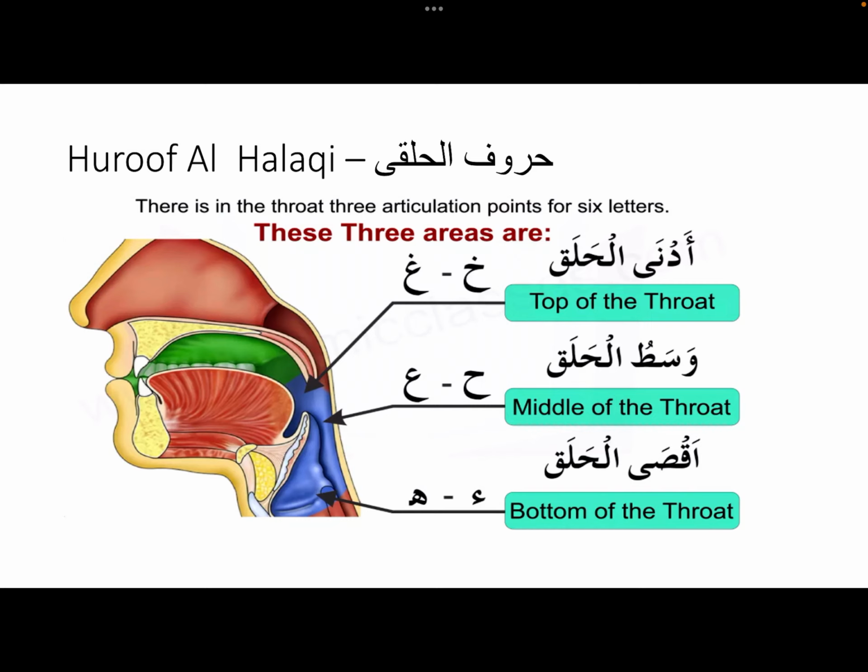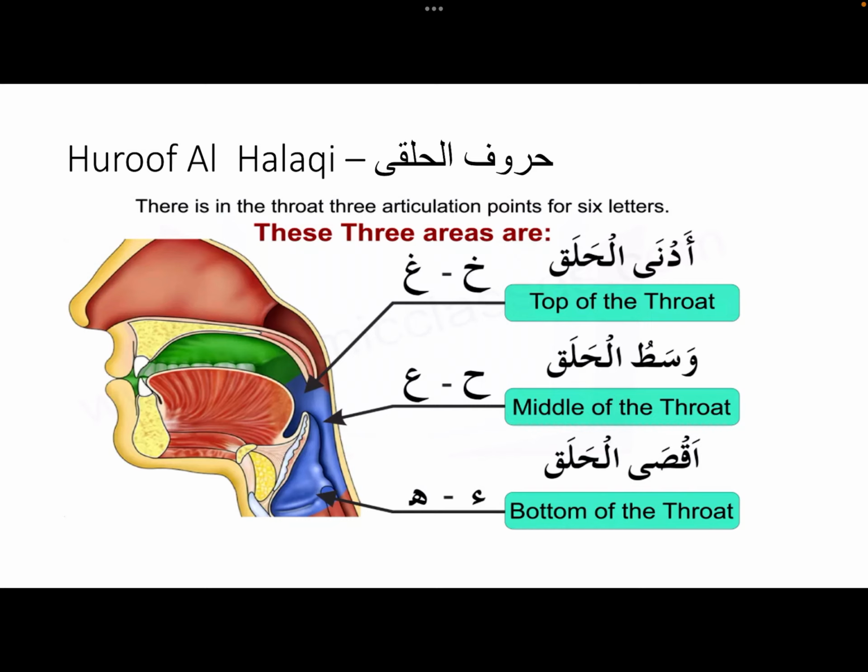So today we are going to focus on Huroof Halqi. These are the throat letters, and there are 3 articulation points and 6 letters involved in the Huroof Halqi. Now the areas of Huroof Halqi are divided into 3, of which the first one is known as Adna al-Halq. Adna al-Halq is the part of the throat which is adjacent to the end part of our tongue. So where our tongue ends, the top part of the throat starts, and that's the point from where we pronounce kha and gha, kha and gha.